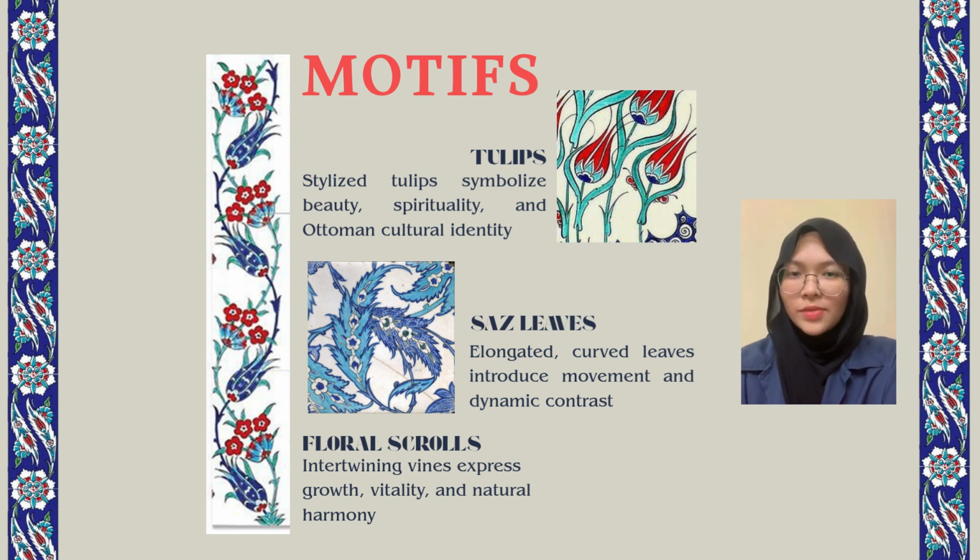Another important motif is the saz leaf. These long curved leaves introduce movement and energy into the composition. Their sharp form contrasts with softer floral shapes. And lastly are floral scrolls. They are made up of intertwining vines and blossoms. They create continuous motion and symbolize growth, vitality, and harmony in nature.